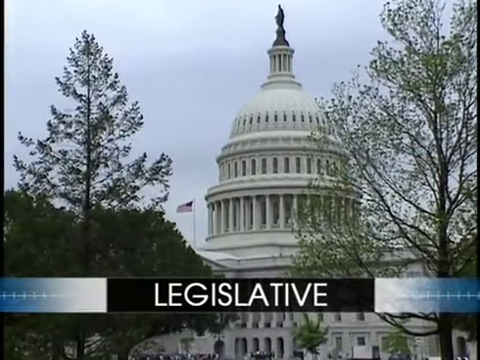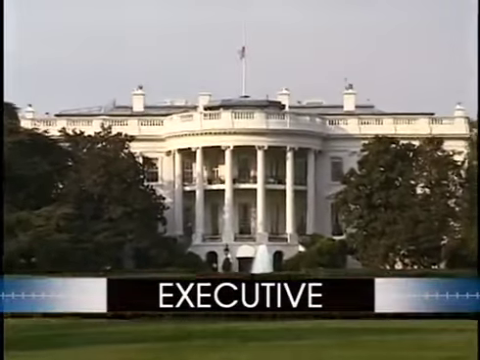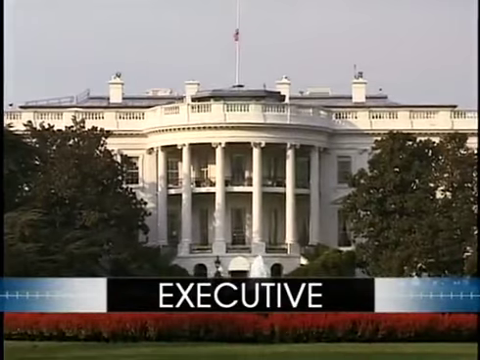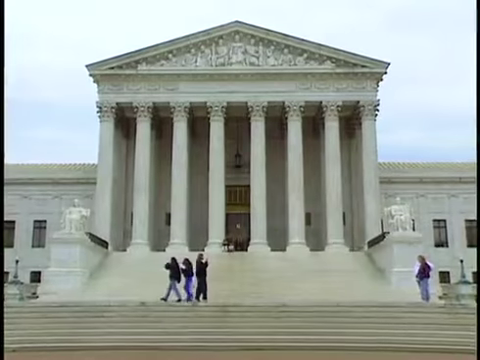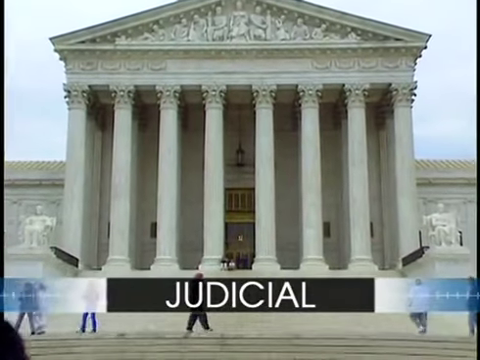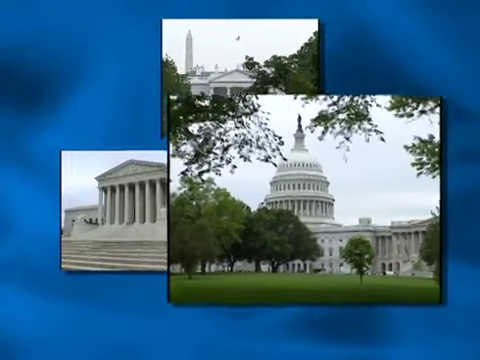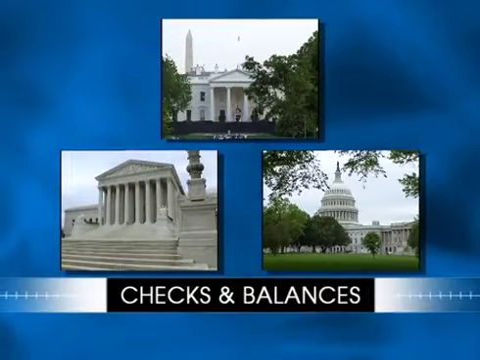The legislative branch, also known as Congress, writes the laws. The executive branch, led by the president, makes sure the laws are carried out. And the judicial branch, led by the Supreme Court, interprets the laws. The 3-branch system is based on the concept of checks and balances.